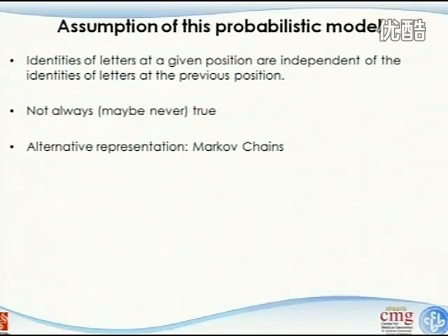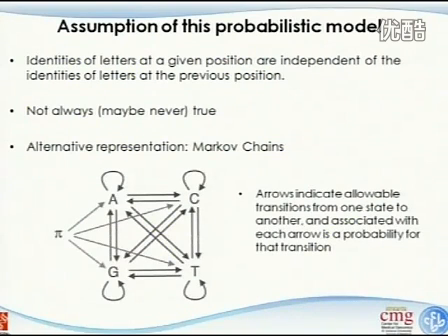But sometimes it's not always true. Probably it's never true, okay? And so there's an alternative presentation, which is a Markov chain, okay? I'm not going to get into it, but the point here is that the second letter is kind of dependent on the first letter. If the first letter is A, the second is G. If the first is C, the second has a 20% chance to be G, 80% to be T, or things like that.